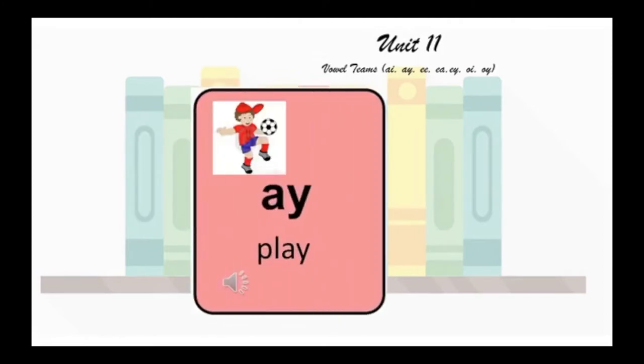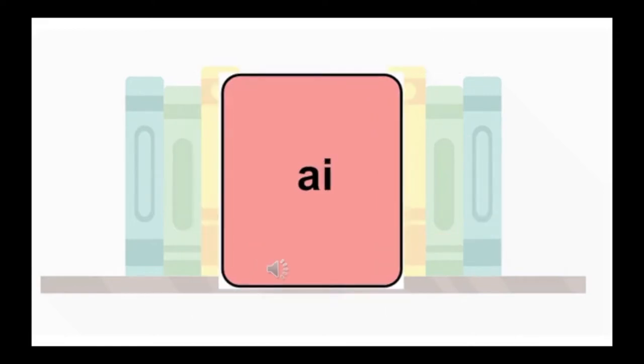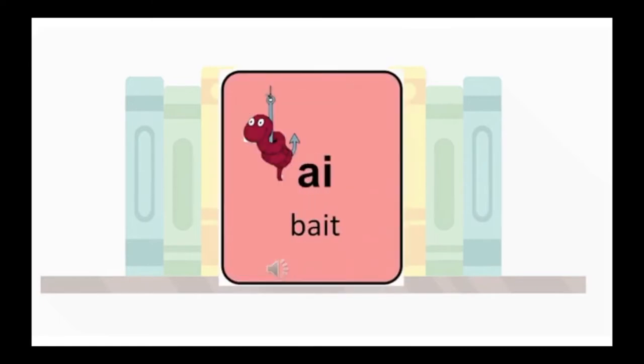A-Y, play, A. As you look at the word play, and it's written down, you see that the end has the A-Y sound. We can mark this by circling the A-Y and marking it as a double vowel with a D. Our next sound is A-I. A-I, bait, A. When we write the word bait, we notice that the A-I is in the middle of this word. I can circle the A-I and mark this as well as being a double vowel with the D.